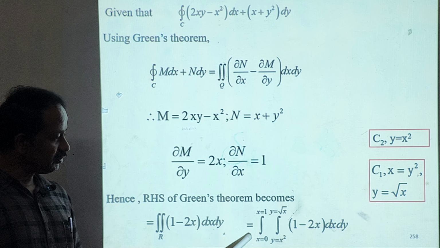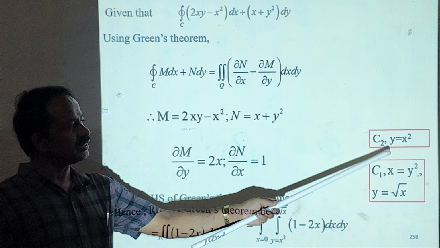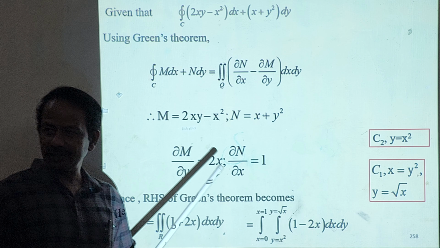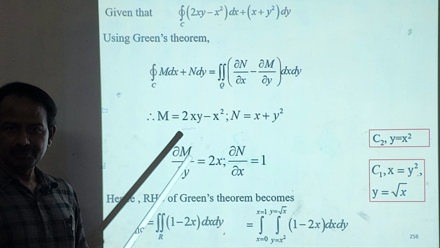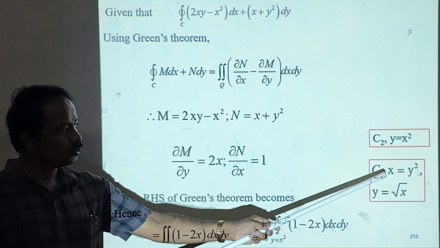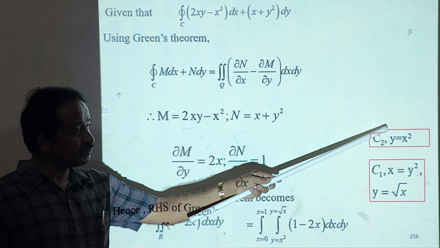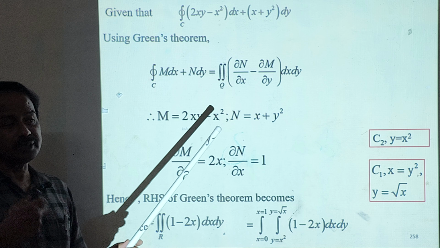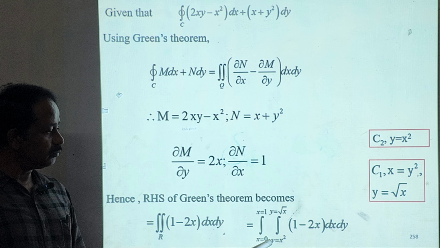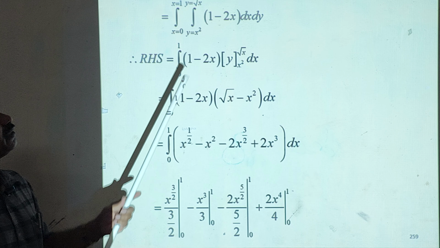What is the limit? Limit for x equal to 0 to 1. What is the limit for y? And of course it is given as C2 equals y equals x squared and C1 equals x equals y squared. You will have to use both the limits because of the area bounded. So that becomes y equal to x squared to y equal to root x. This is for the second curve. This is for the first curve. For the area bounded by the curve we have to use both the curves. So we have y equal to x squared to y equal to root x, 1 minus 2x dx dy.